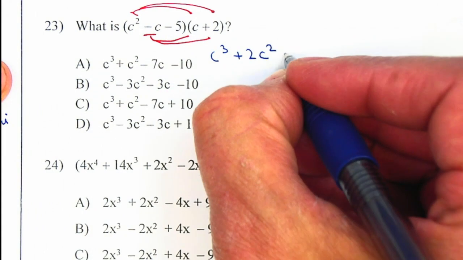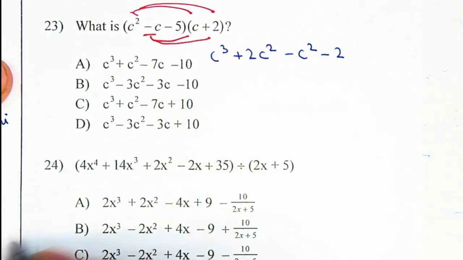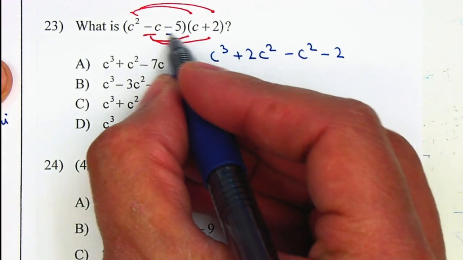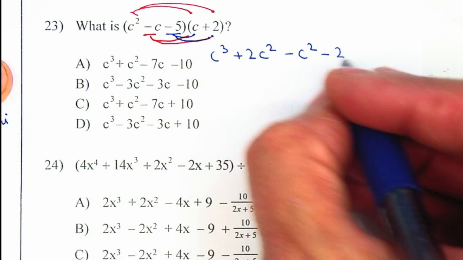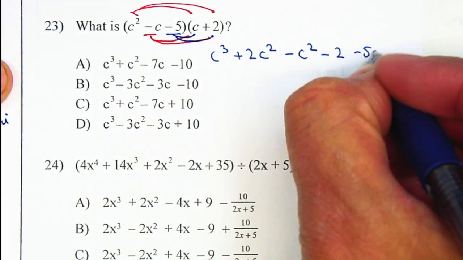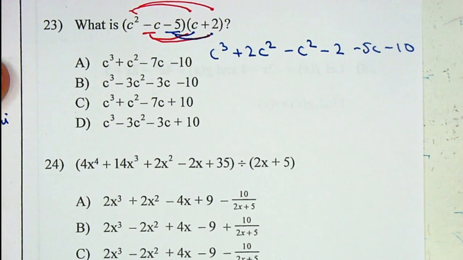Negative c times c is negative c squared. Negative c times 2 is negative 2. I still need to distribute the negative 5 times the c and the negative 5 times the 2. So we have to distribute each one of them. It gives me negative 5c and negative 10. From here I can combine my like terms.